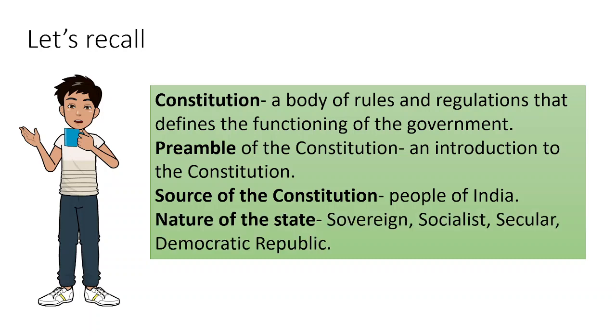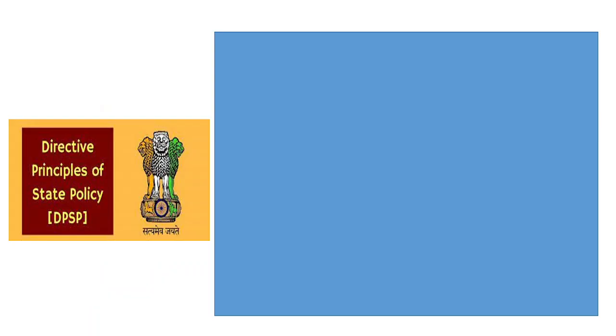We also studied about the nature of the state. Our country, India, is a sovereign, socialist, secular, democratic republic. We have understood the meaning of each of these words in our previous video. Let's today understand the meaning of the directive principles of the state policy, also known as the DPSP of the Indian Constitution. So what are the DPSPs?